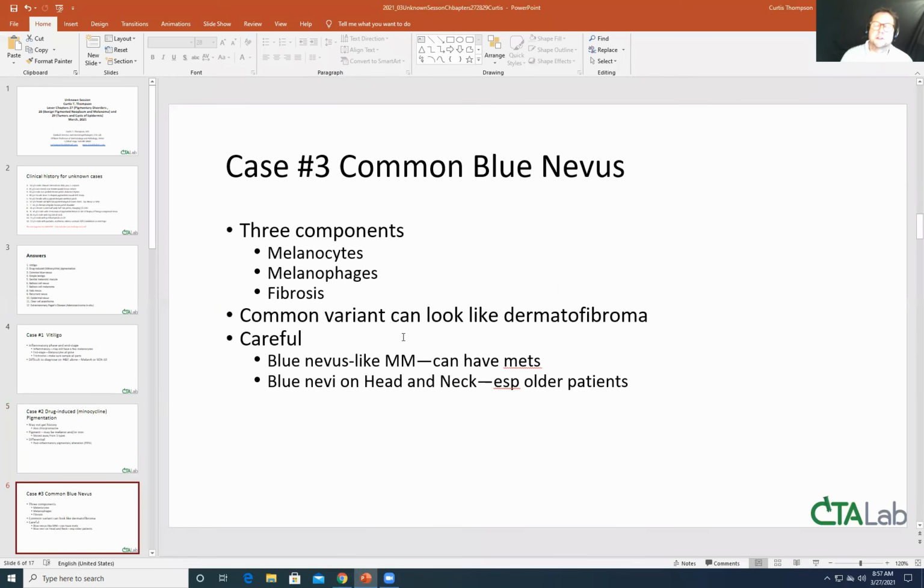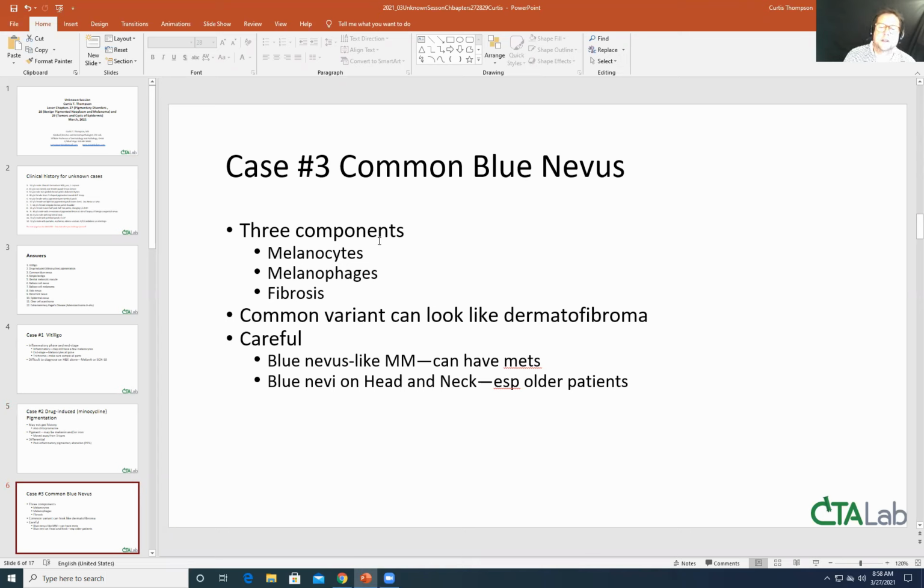So what is this? This is a common blue nevus, and just a big concept in blue nevi. This is what Dr. Bernard Ackerman used to teach. It's composed of melanocytes, melanophages, and fibrosis. And this is a good example of the fibrosis that's dermatofibroma-like, melanophages scattered between, and the melanocytes.